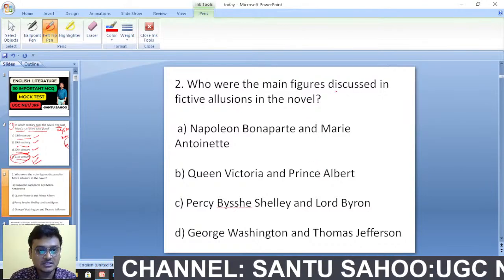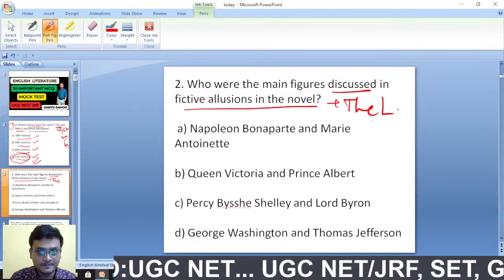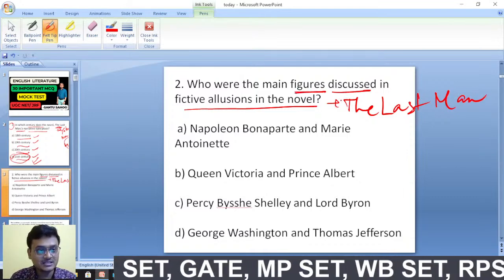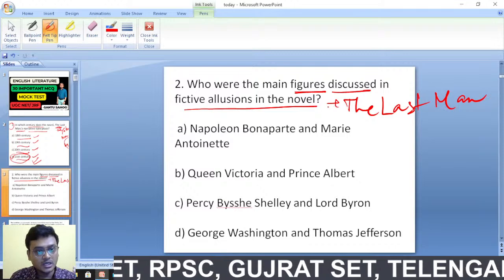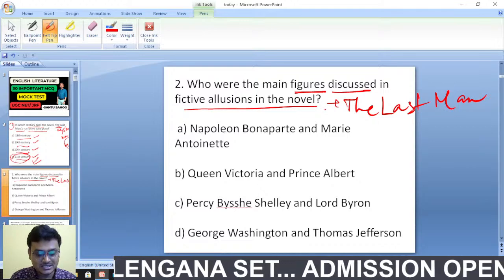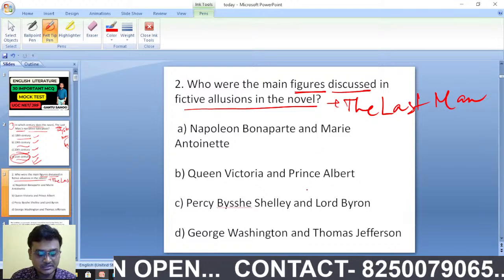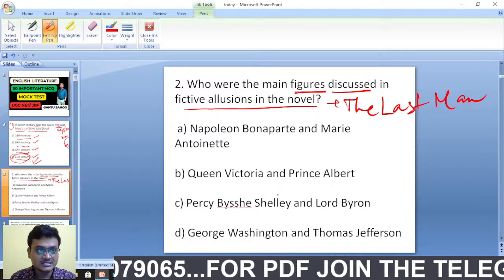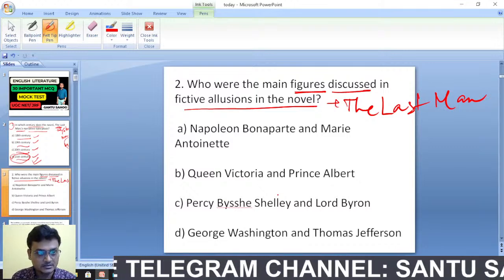Who were the main figures discussed in the fictive allusions in the novel The Last Man? Here, more than two authors were alluded to in this dystopian novel by Mary Shelley. The options: Napoleon Bonaparte and Marie Antoinette; Queen Victoria and Prince Albert; P.B. Shelley and Lord Byron; George Washington and Thomas Jefferson.